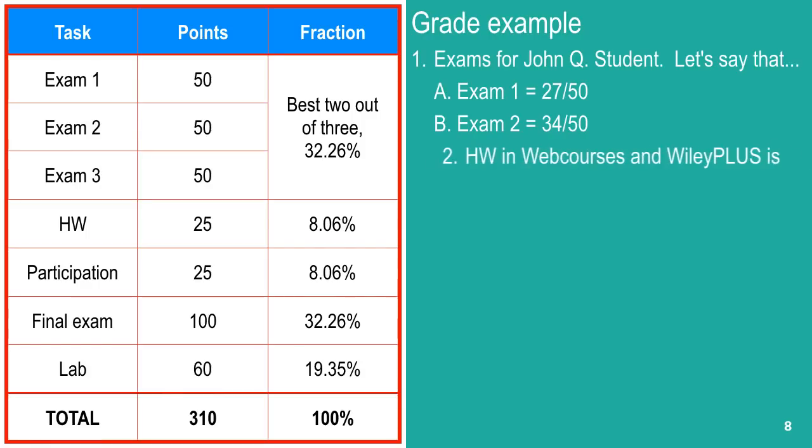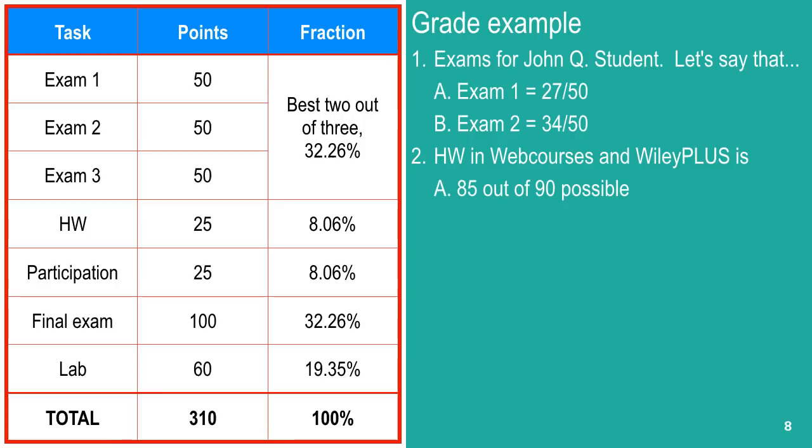Now, let's also say that in web courses and Wiley Plus, he's got 85 out of 90 possible. Now, in this example, I'm not including written homework. Most of you have got 3 on the books, 1 in the hopper, homework 4, and 1 more coming this week. And this will be our last written homework. Almost everybody's on the books.